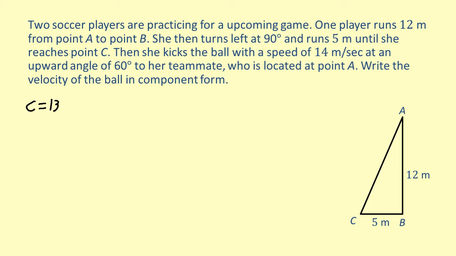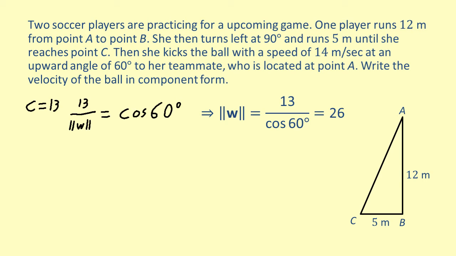Our next step is to find the magnitude of w. We already have the distance between the players and the angle the ball is kicked at, so we have 13 over the magnitude of w equals the cosine of 60 degrees. This means we can express the magnitude of w as 13 over the cosine of 60 degrees, which equals 26 meters per second.